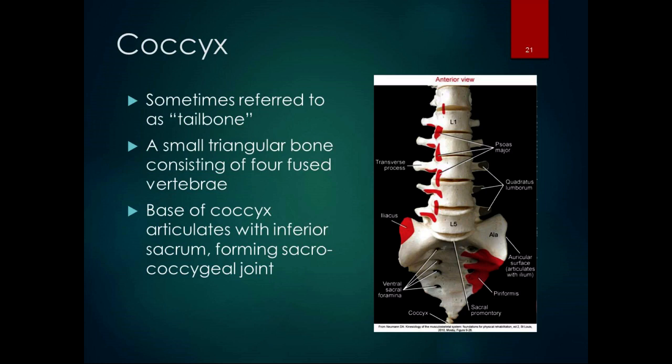The coccyx is sometimes referred to as the tailbone. It's a small triangular bone consisting of 4 fused vertebrae. And the base of it articulates with the inferior sacrum, forming the sacrococcygeal joint, which is fused. The coccyx is an important attachment for a lot of the pelvic floor muscles. And the pelvic floor muscles, basically they help keep your guts from falling out. So they're pretty important.